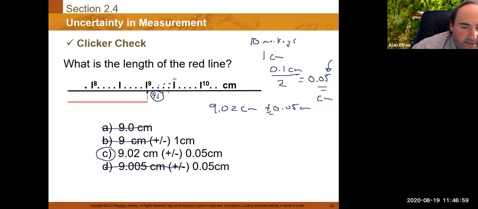Any questions on that one? 9.005 is too far on this scale. You don't have the ability to do that. In order to have the ability to do that, each of the smallest markings would have to be something like that. But since the smallest markings are only to our 10th place, you don't have the ability to go that far. This is not enough, and that is not enough either.